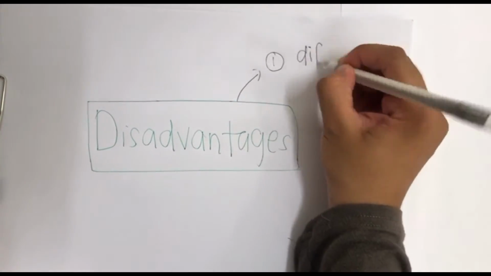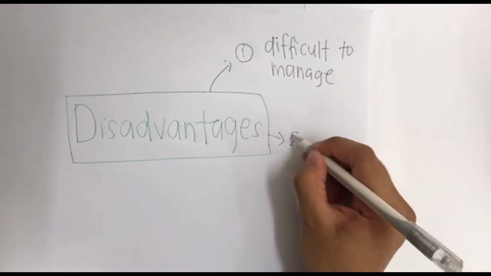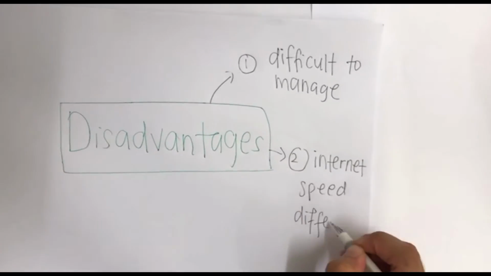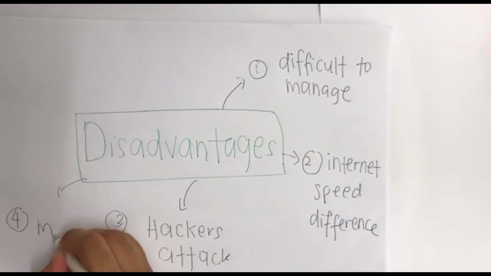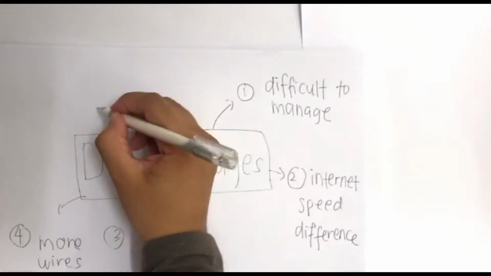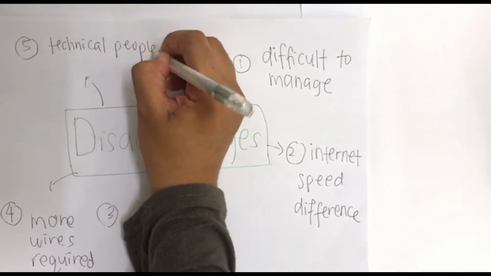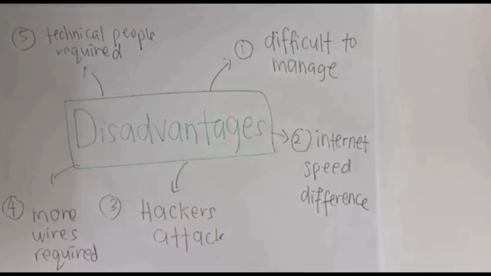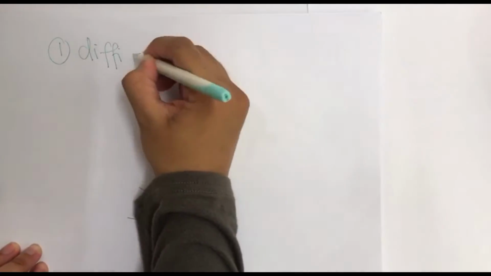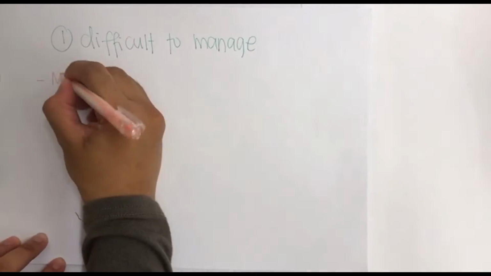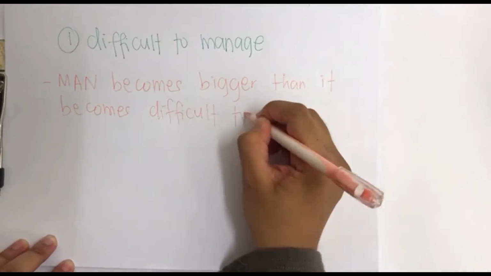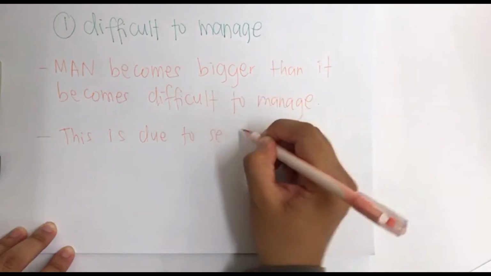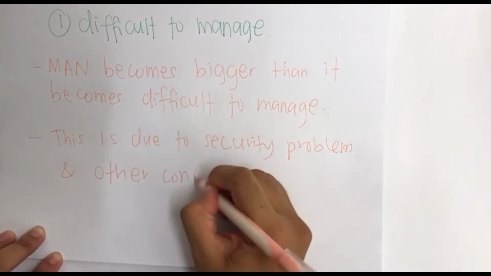So let's move on to the disadvantages of MAN. Here we have 5, which are difficult to manage, internet speed difference, hacker attacks, more wires required, and lastly, technical people required. Firstly, it is difficult to manage. As a MAN becomes bigger, it becomes difficult to manage. This is due to security problems and other configuration.